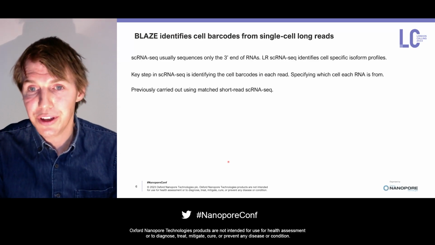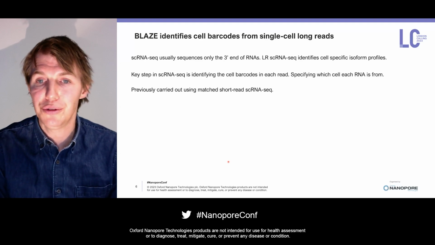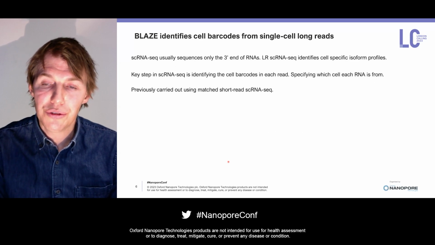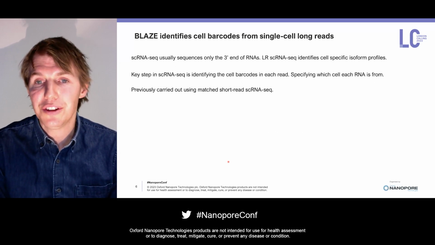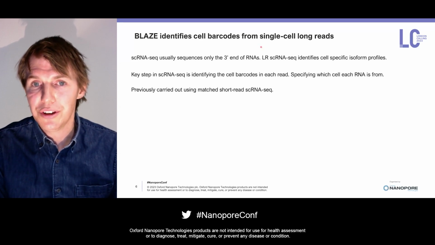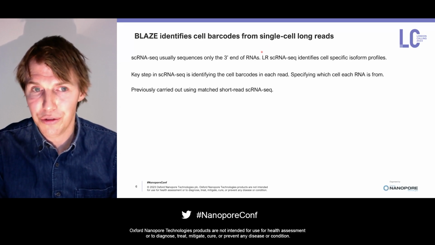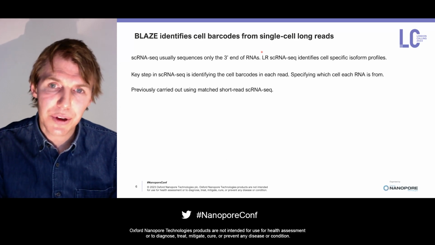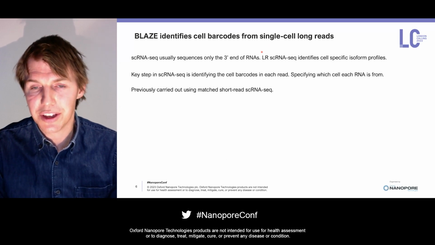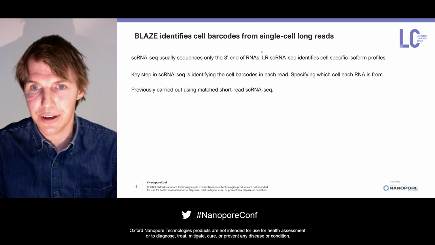So for the last 10 or so years, there's been a lot of activity in doing single-cell RNA sequencing because it allows you to understand cell-specific expression patterns. However, most single-cell RNA sequencing only sequences the very 3' ends of RNAs. On the other hand, long-read single-cell RNA sequencing can allow you to understand cell-specific isoform profiles. The key step in single-cell RNA sequencing is identifying what cell each of your sequencing reads came from, and this is achieved through something called a cell barcode, which is present in each read.